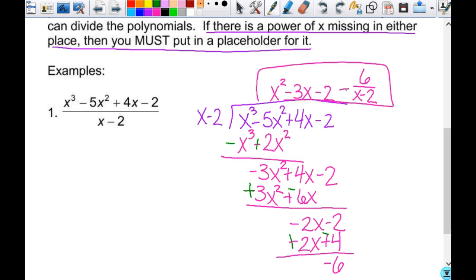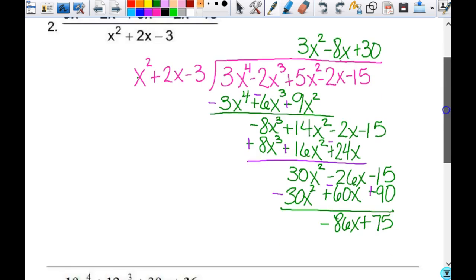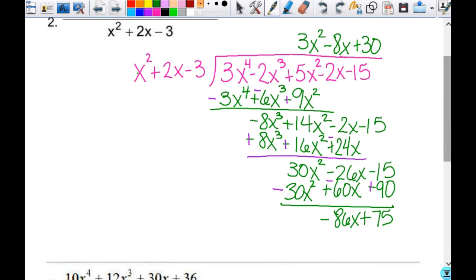But it does matter on this one because I'm not subtracting the whole thing. I'm just subtracting the 86, right? So it is safer if every time here you just add the remainder, whatever it is, and in this case it would be a negative 86x plus 75 over x squared plus 2x minus 3.